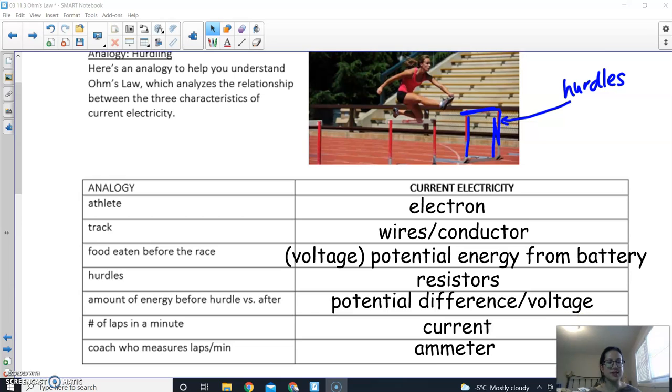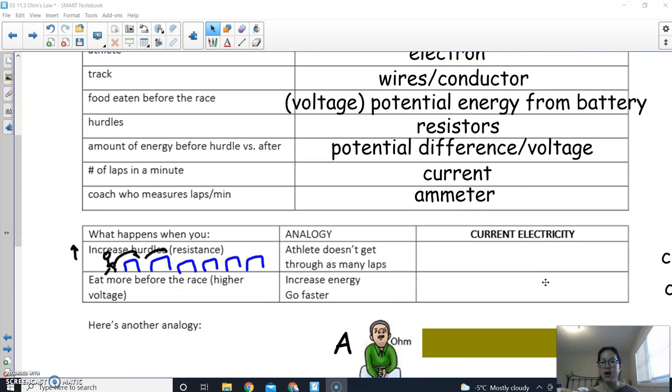Let's just keep going with this a little bit more. What happens when you increase the hurdles, or increase the resistance? Then in the analogy, the athlete doesn't get through as many laps. So what happens to current in this case if we increase the resistance? Well, the current will decrease, because we're increasing the resistance. Then the current, or how fast the runner goes through, will actually decrease.